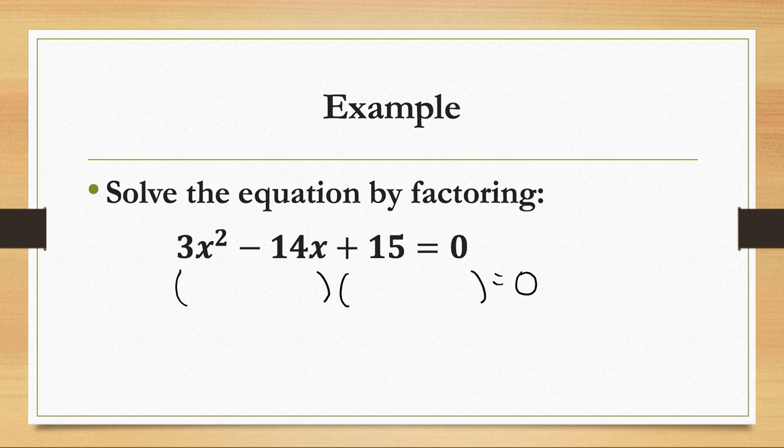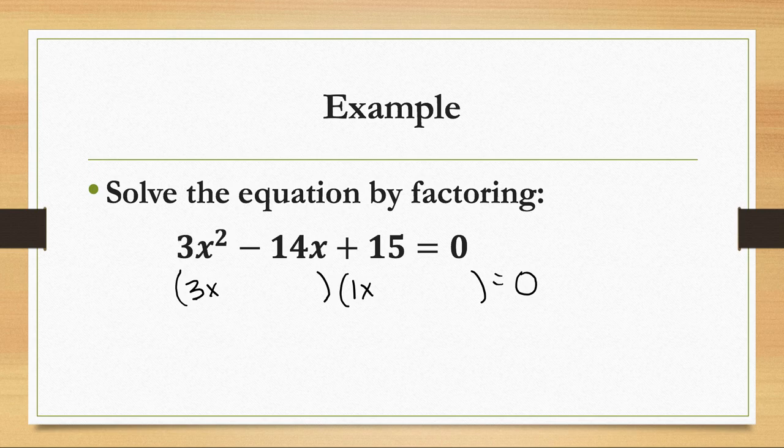So let's look at our first terms first. We know that our first terms need to multiply together to give me 3x squared. The only way that I can multiply two numbers and make 3 is a 3 and a 1. And the only way I can make x squared is an x and an x. So that simplifies things a little bit, in that that is the only possibility for making 3x squared.